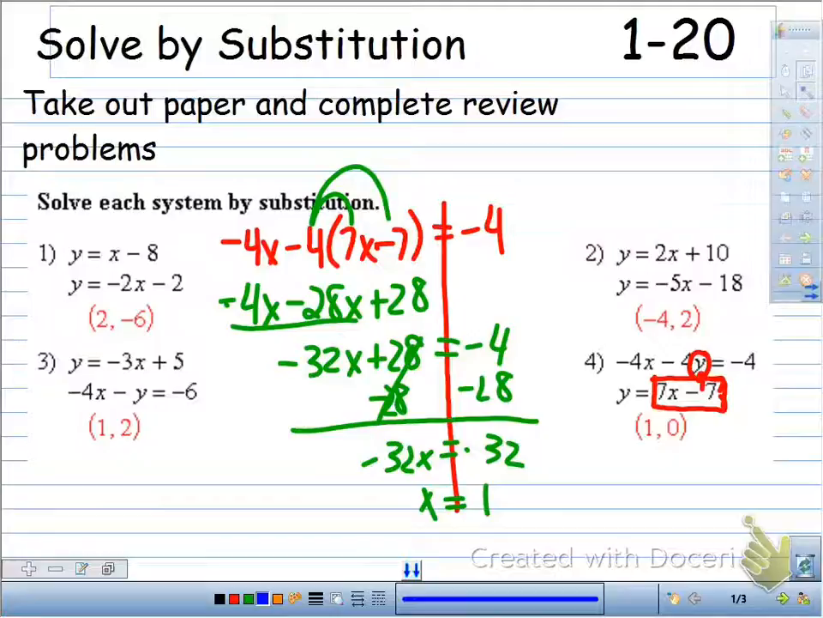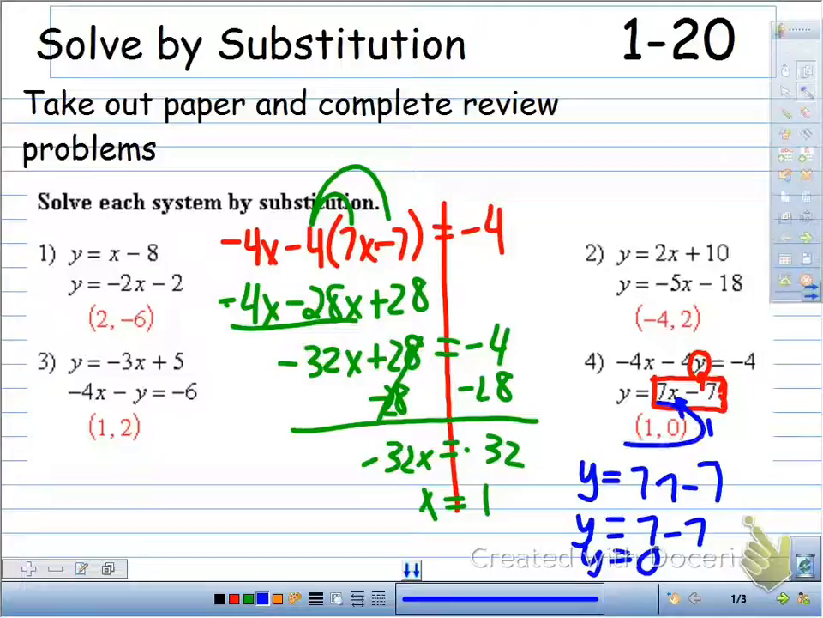Got to plug it back in and get y. So I'm putting my 1 in for x. So I'd have 7 times 1 minus 7. 7 times 1 is 7. And 7 minus 7 is 0. So that gets you the answer of 1, 0. Okay.